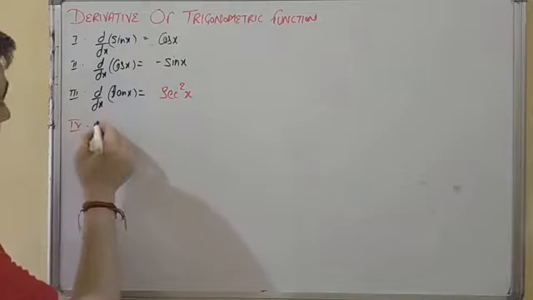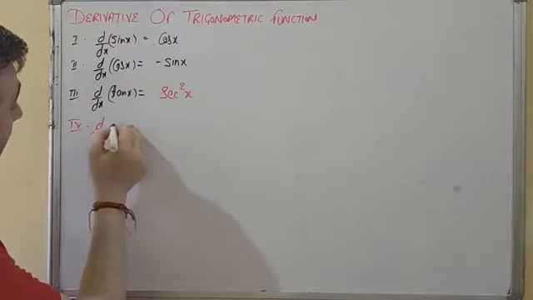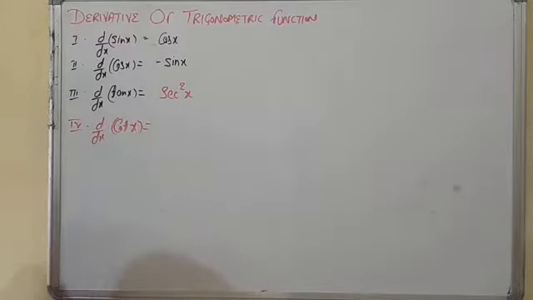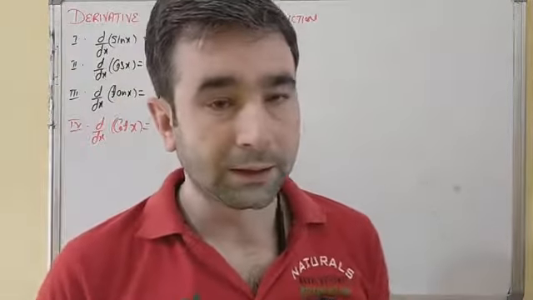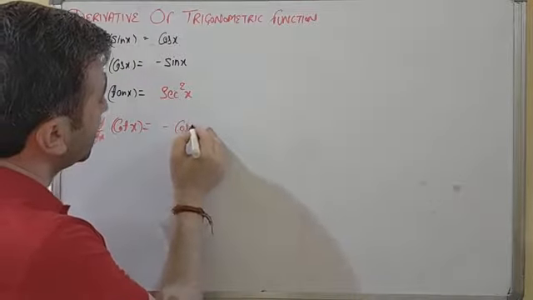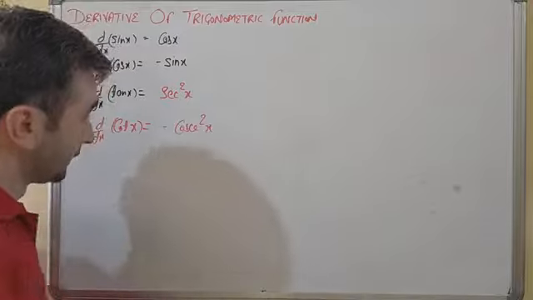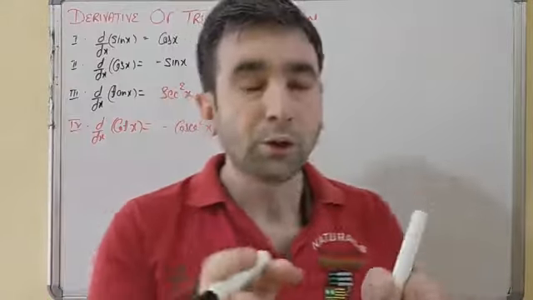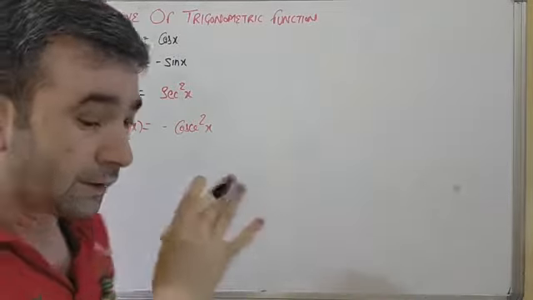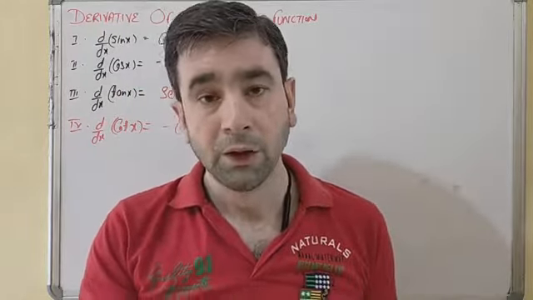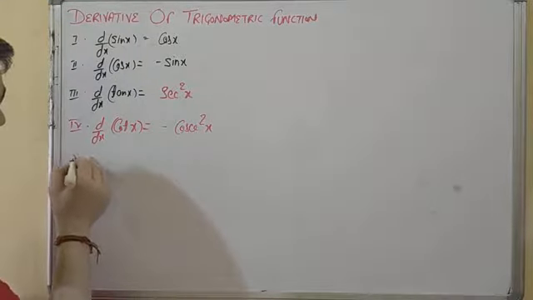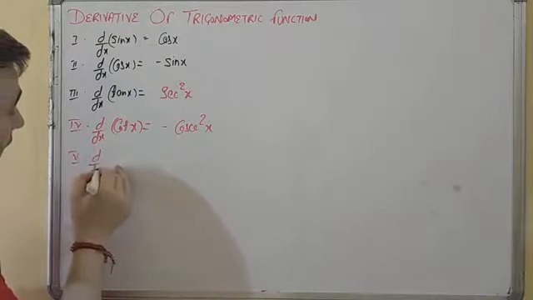So the next one is the derivative of cot of x. This will come out to be the negative of cosecant square x. It will be equivalent to negative cosecant square x. So you have to remember all these trigonometric ratios because they will be very necessary in solving physics numericals.